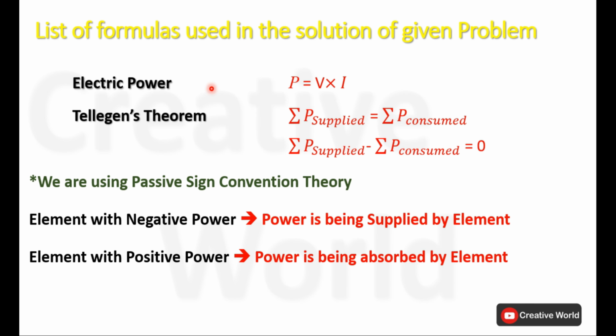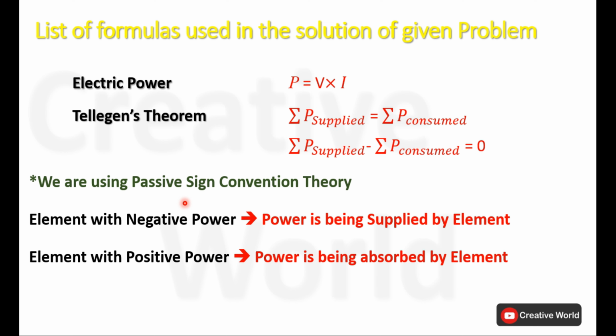While solving this problem, we will be using the electrical power formula, that is the product of voltage and current, and Tellegen's theorem. According to Tellegen's theorem, power supplied to a network is always equal to power consumed by the elements of that network. And if we add these two powers, their result will be 0.